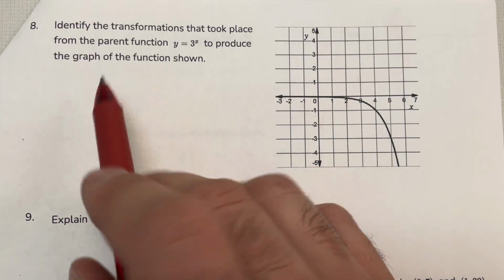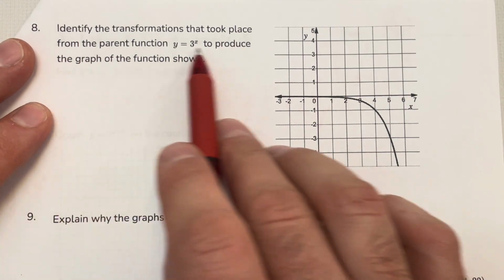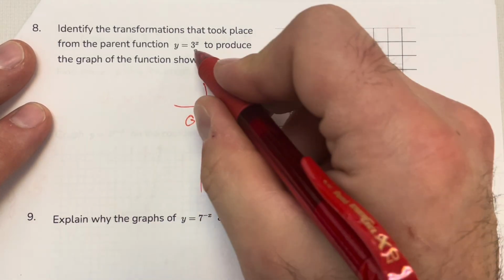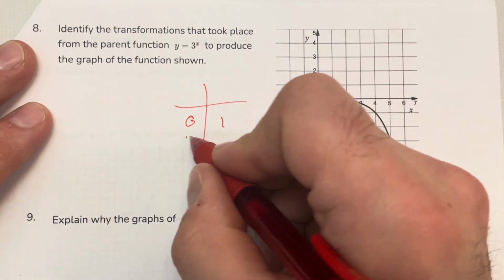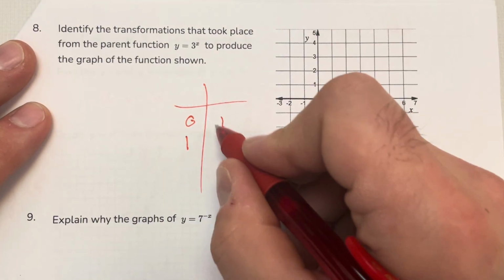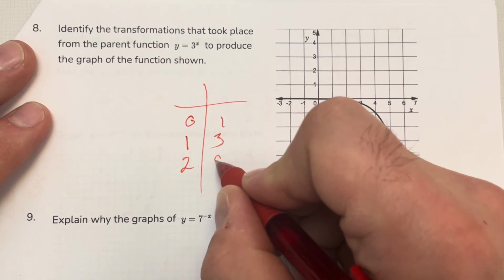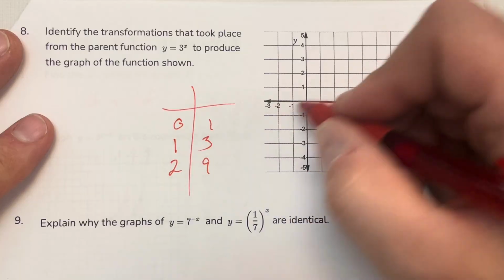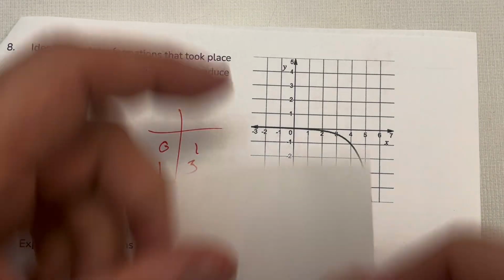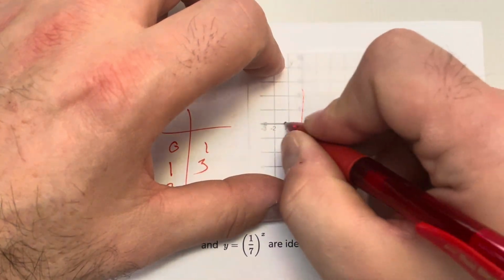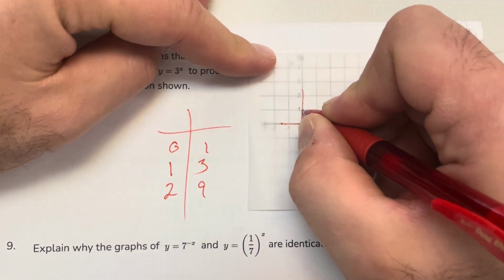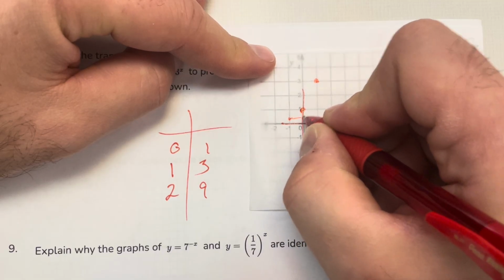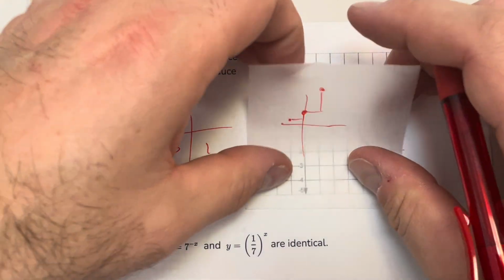It's just me. Identify the transformations that took place from the parent function y equals 3 to the x. Again, if we had 0, it'd be 1. 3 to the 0 would be 1. 3 to the first power would be 3. 2 would be 9. Okay, so let's look at this. I'm looking at a parent function. Let me get my axes and learn from my mistakes. At 0, 1, and then 3, and then 9, and then also 1/3. So I'm looking at this as I take this and flip this here.